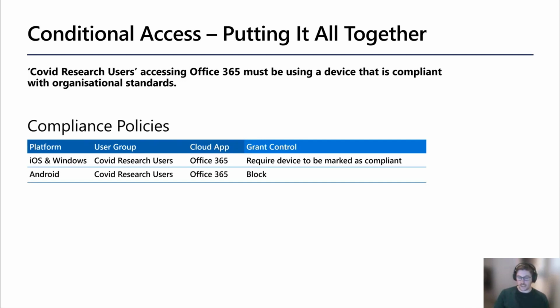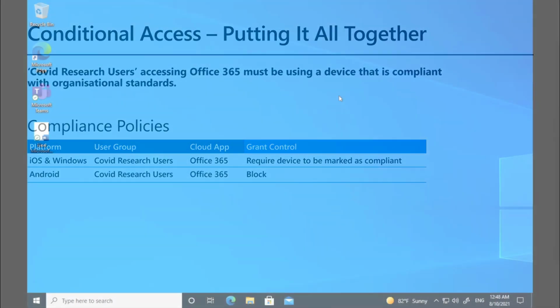Both of these policies will be targeting the user group COVID research users. The first will allow access to Office 365 if the user is using either an iOS or a Windows device and the device is marked as compliant. The other is again targeting the COVID research users, but this time we will block access if the user is accessing Office 365 on an Android device.